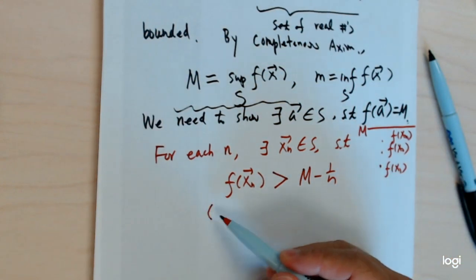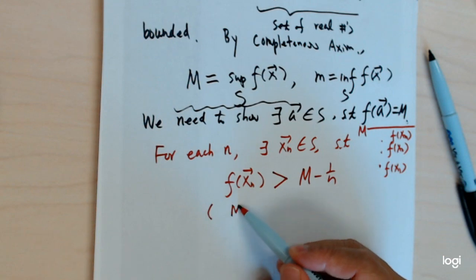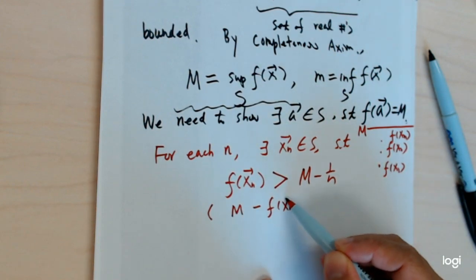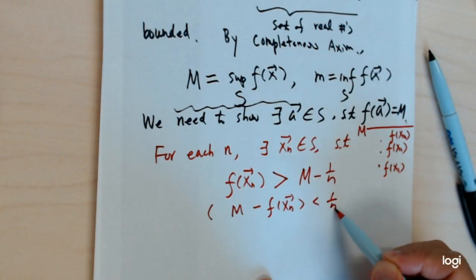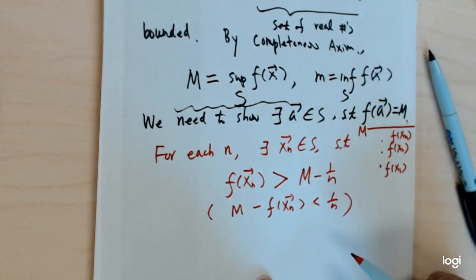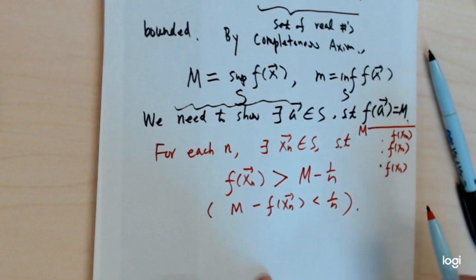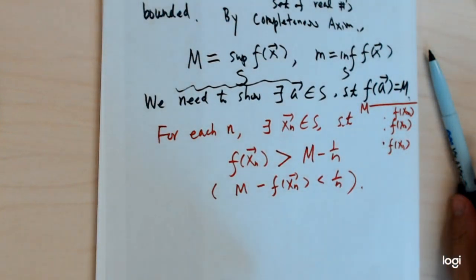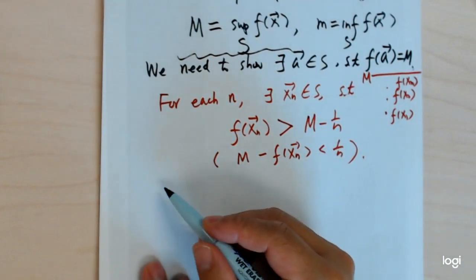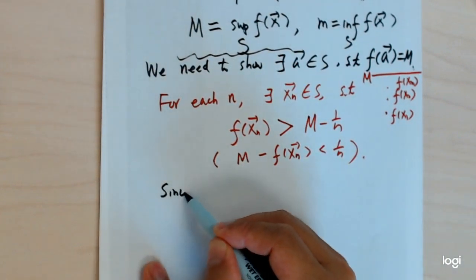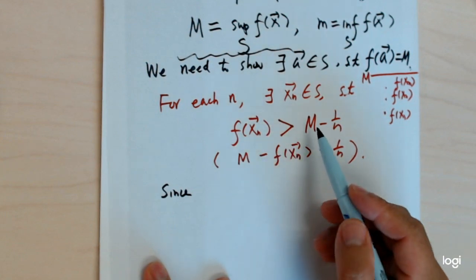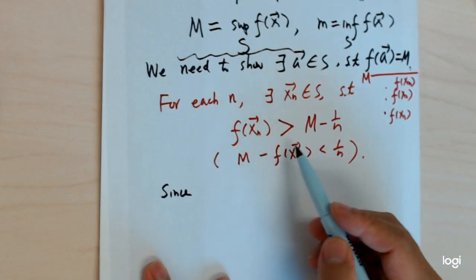For those who didn't see this, it is equivalent to saying that the difference between M and f of x n is less than 1 over n. If you don't get it, think about this. This is actually the meaning of supremum: M being the supremum implies this.